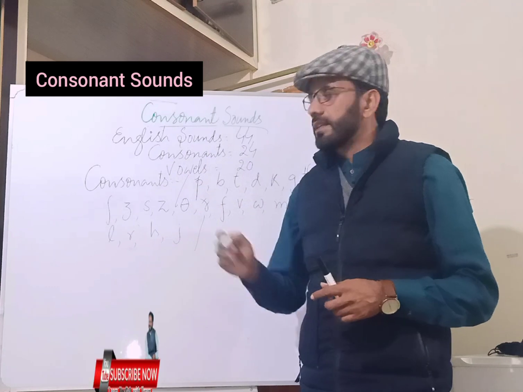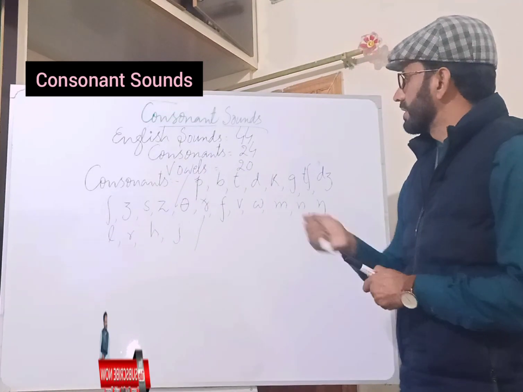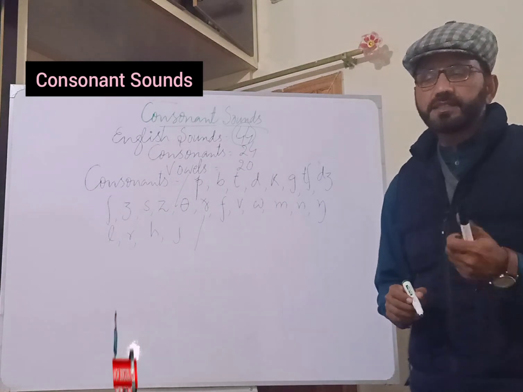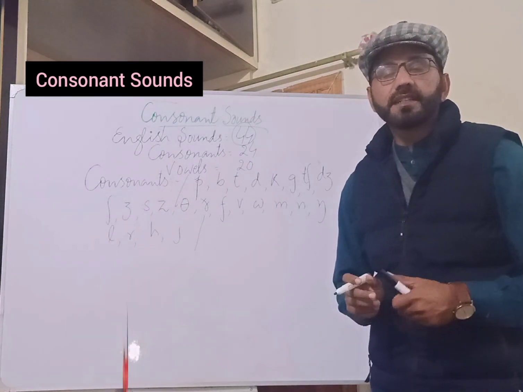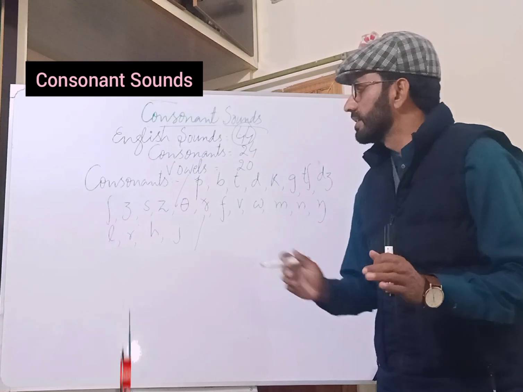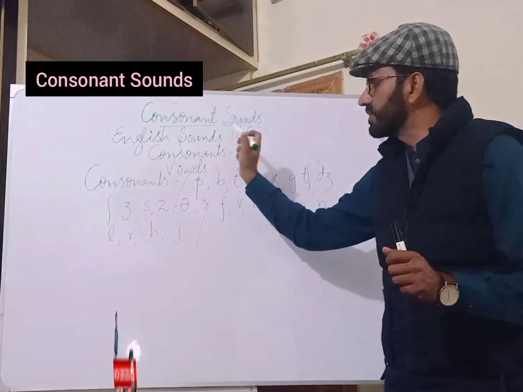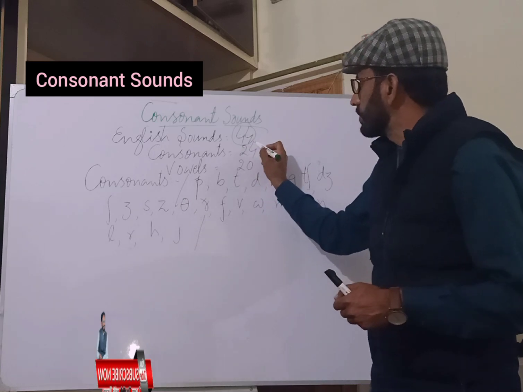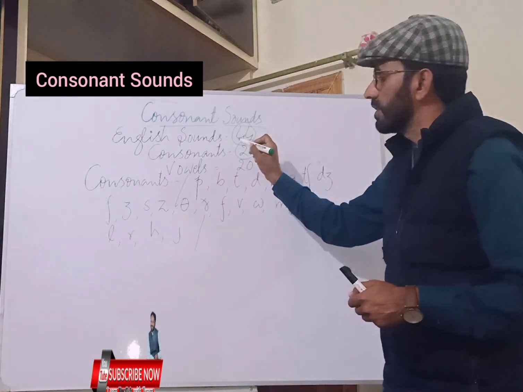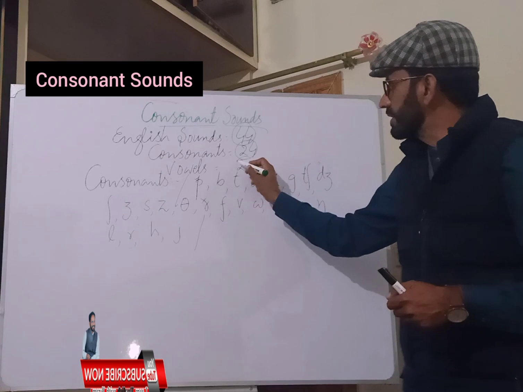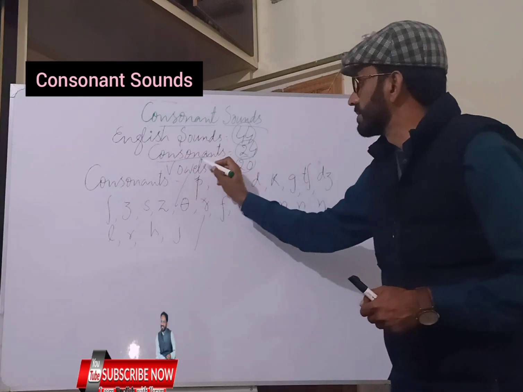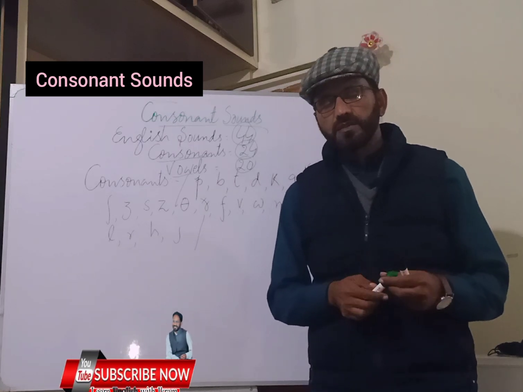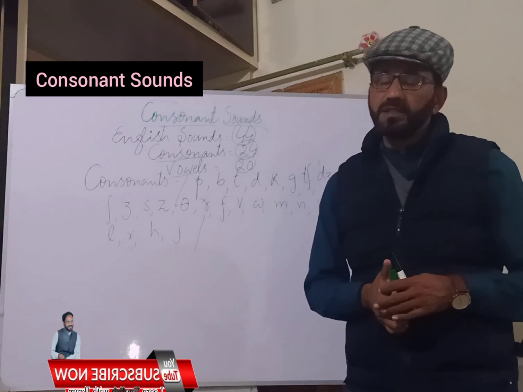There are a total of 44 sounds in the English language. As we have discussed earlier, there are 26 letters in the English language, but 44 sounds. And out of these 44 sounds, 24 sounds are consonants and 20 sounds are vowels. 24 sounds are called consonant sounds and 20 are vowel sounds.